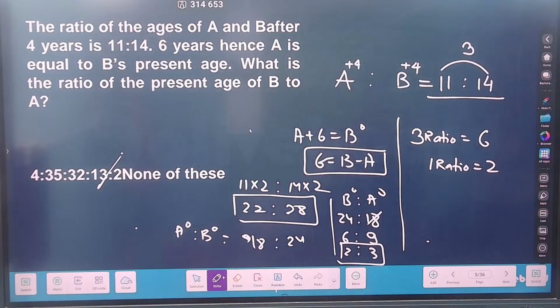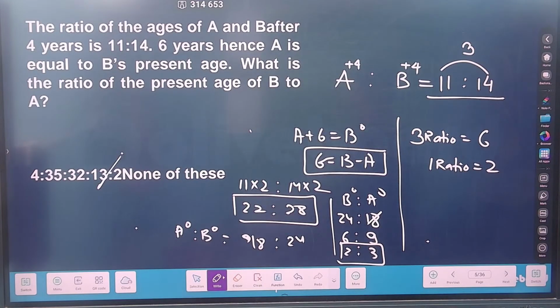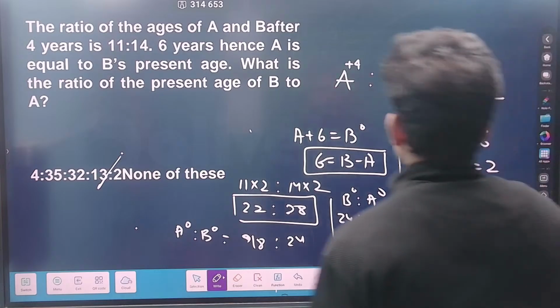I hope everyone got this. This was the problem which we were doing right now. I think this is visible and audible and everyone is watching this. Come on, say yes or no. This is a session on problems on ages, everyone. Clear, everyone? Let's come to the next question.